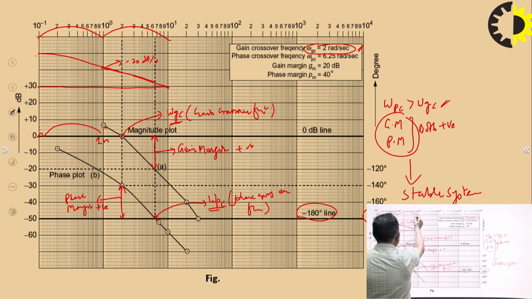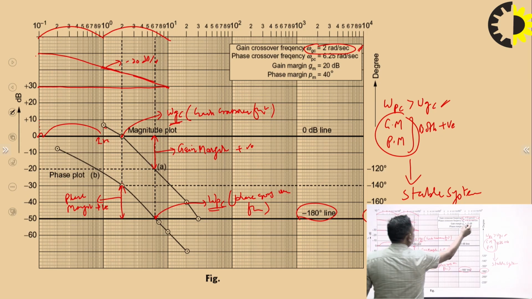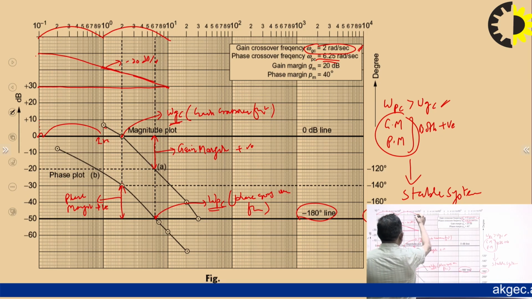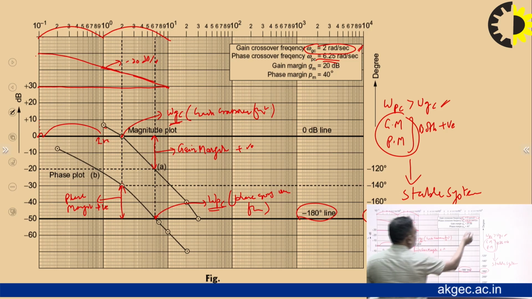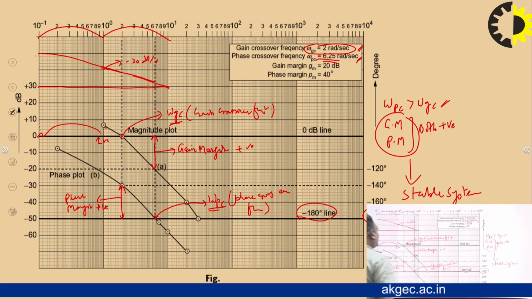So this is somewhere between 6 and 7, and when you check it, you are varying between 6 to 7. So this value is 6.25 radian per second. If you see precisely, you will get 6.25 radian per second. And what about the gain margin and phase margin? You can see here, this line cuts over exactly here. So this is gain margin, which is 20 dB. And in case of phase margin, you can see this is the phase margin.